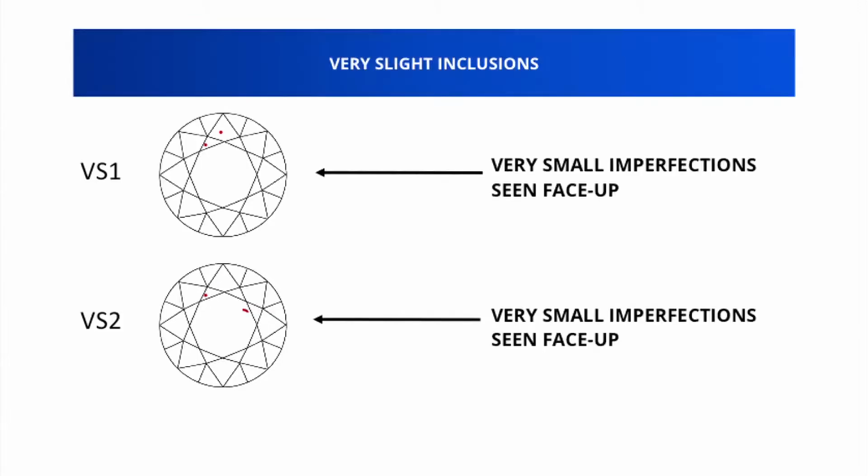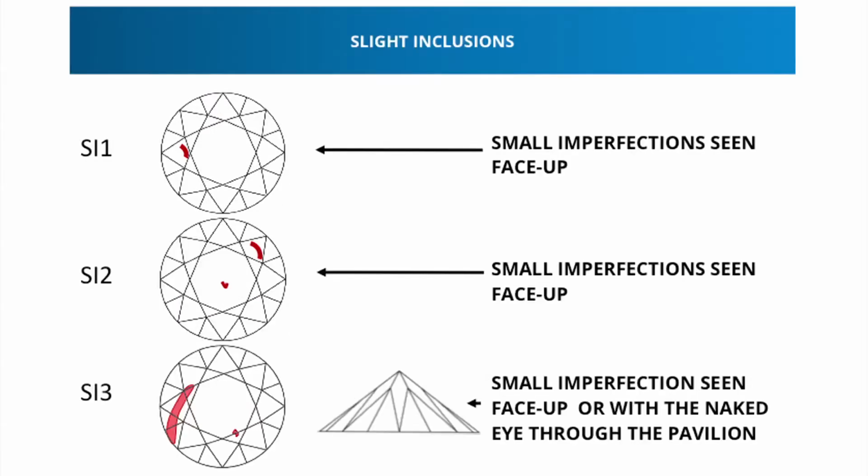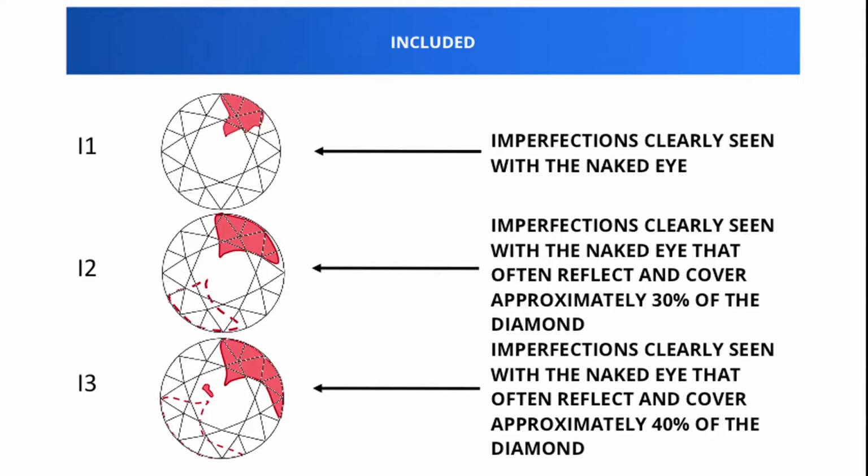We then have the VS clarity grade category, very small inclusions, 1 and 2. We then have the SI clarity standing for slightly included, 1, 2, and 3. The last group of clarities is the included category, I1 to I3. Often you might find that this will be called P1, P2, P3, which is the European wording, which stands for PK1, PK2, PK3, where the I1, I2, and I3 is American terminology standing for included.